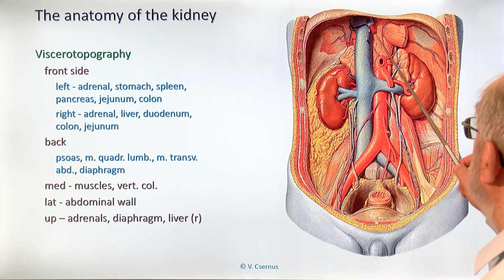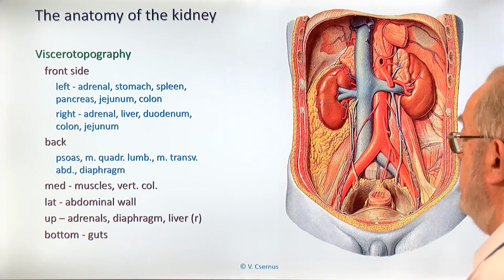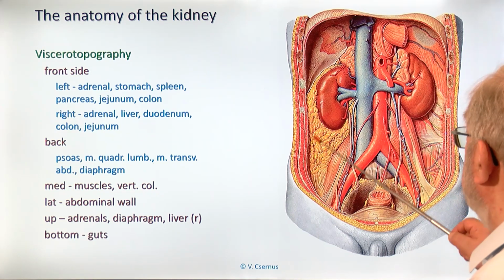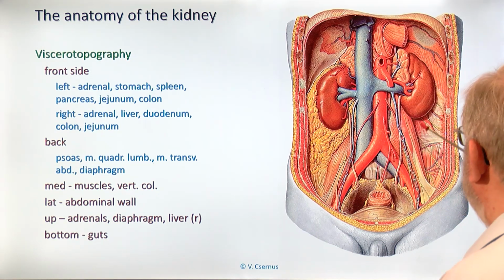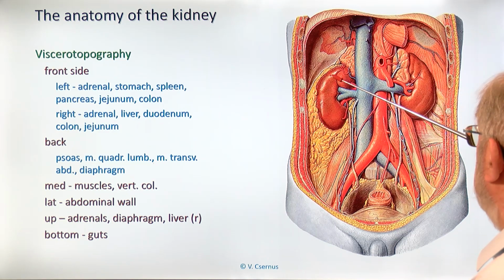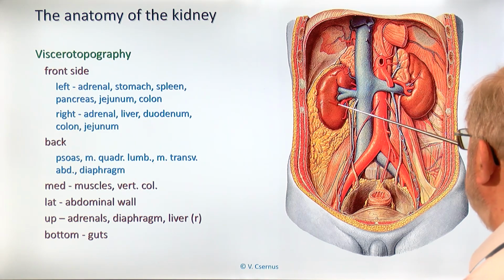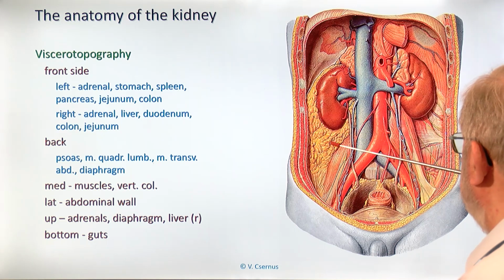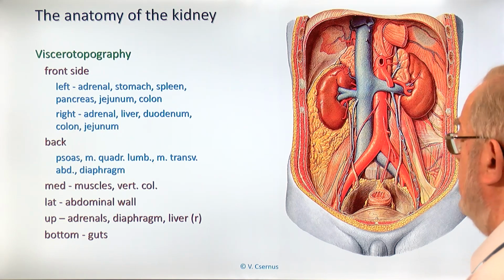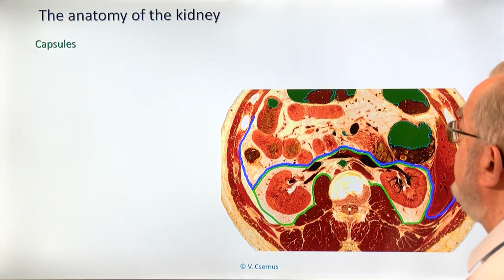Above the right kidney, we have the liver, which is missing in this picture. In the bottom, below that, we have the guts. The kidney is pushed a little bit into the peritoneum, and here the peritoneum goes a little bit back. So below that, we have gut loops.